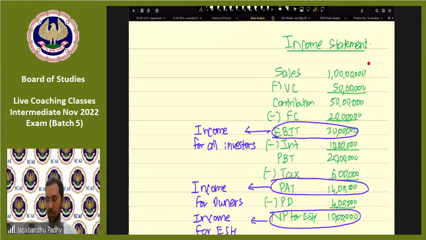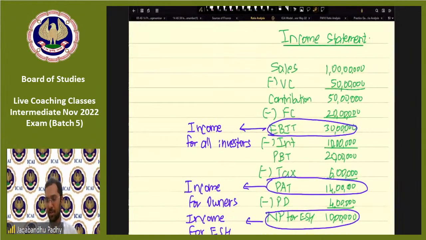I hope you guys are aware of this sort of income statement, right? You start with sales and come to the net profit for equity shareholders. Still, I will just make you go through this income statement once. Company is generating sales of 1 crore, against which it needs to pay 50 lakh variable cost of production. It has your contribution of 50 lakh. Another expense that the company has to pay is 20 lakh of fixed cost.